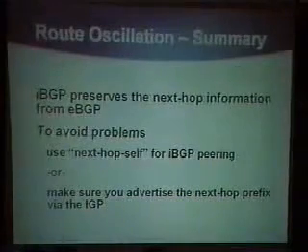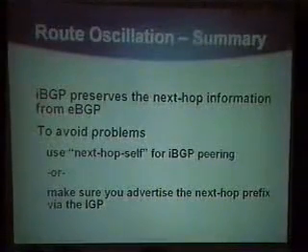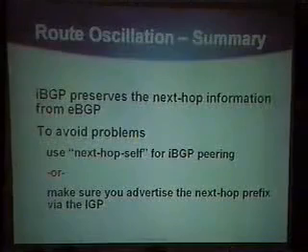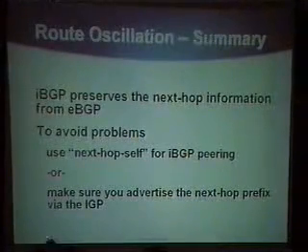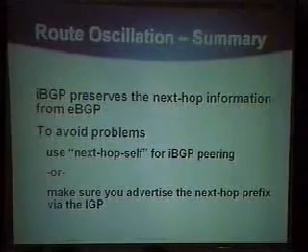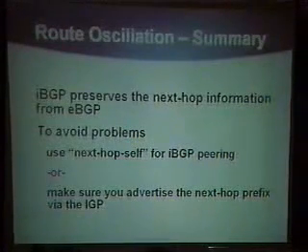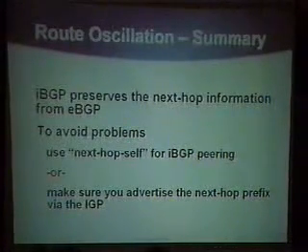Okay, so a summary of that. iBGP preserves the next hop information from eBGP to avoid these problems. Use next-hop-self, or make sure you advertise the next hop prefix in the IGP. Most of the problems are because people forget to put the demarcation point-to-point link into their IGP. That's the most common problem I've come across. The last one I worked on was exactly that.